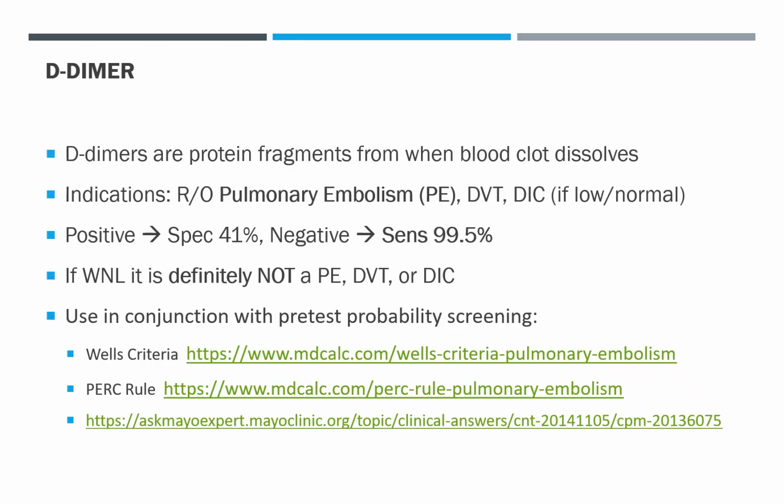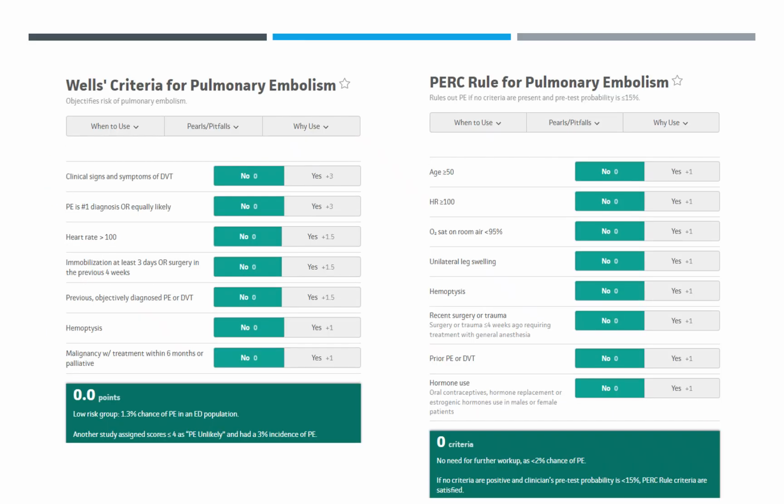And then you can also use Ask Mayo Expert while you're a student and hopefully employee here at Mayo. They have an algorithm to guide you through that. Here's an example of what Wells criteria and the PERC rule look like. This is from the MD Calculator website, and so you can look this up for free on the internet and then punch in the appropriate values that would help to give you a better idea of the probability of a pulmonary embolus.